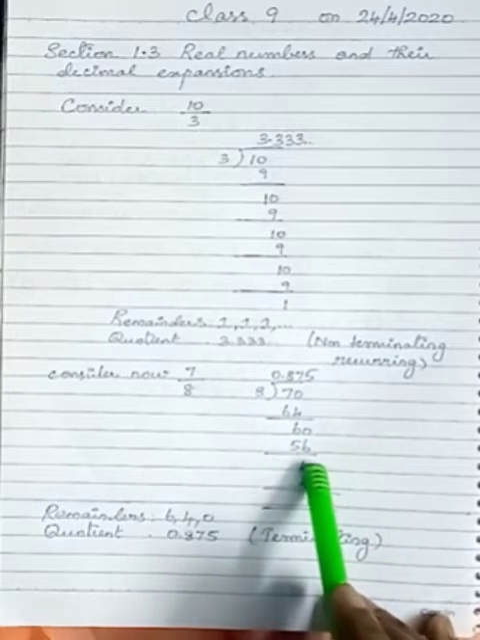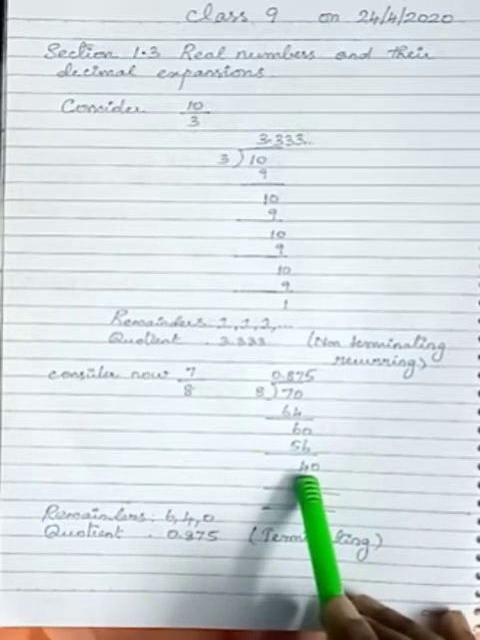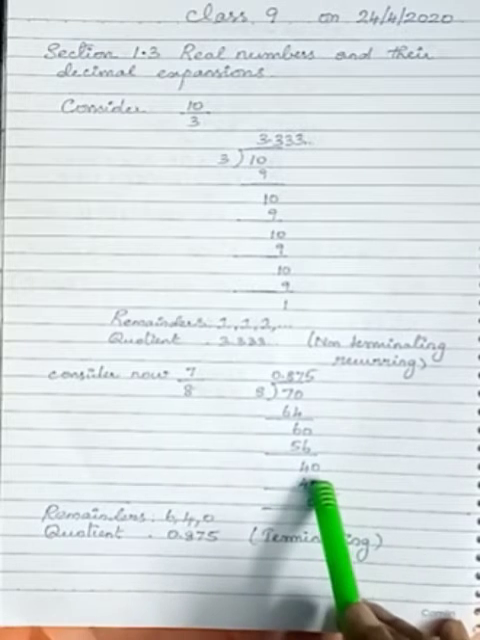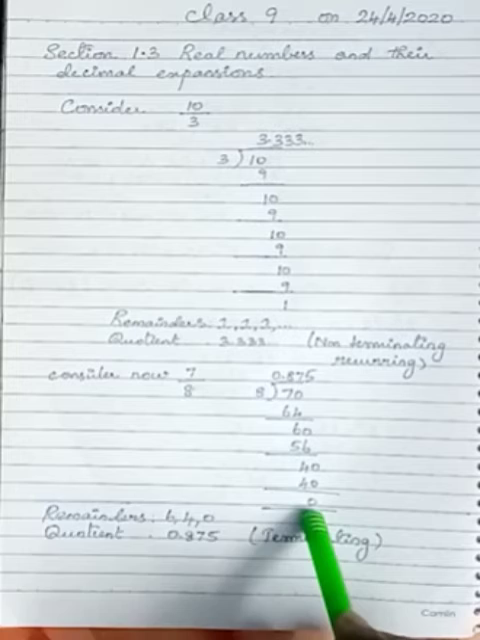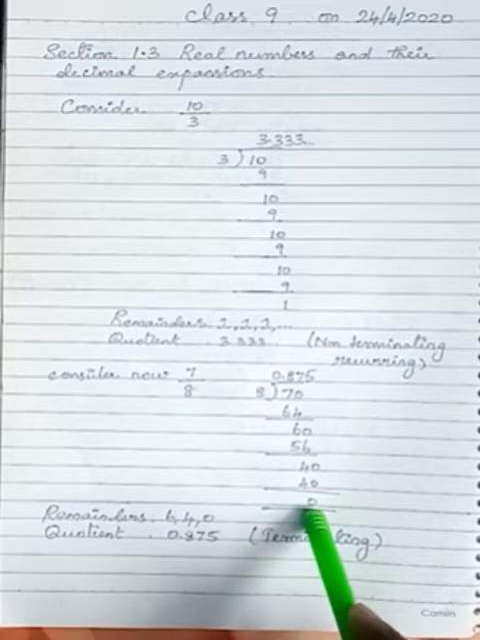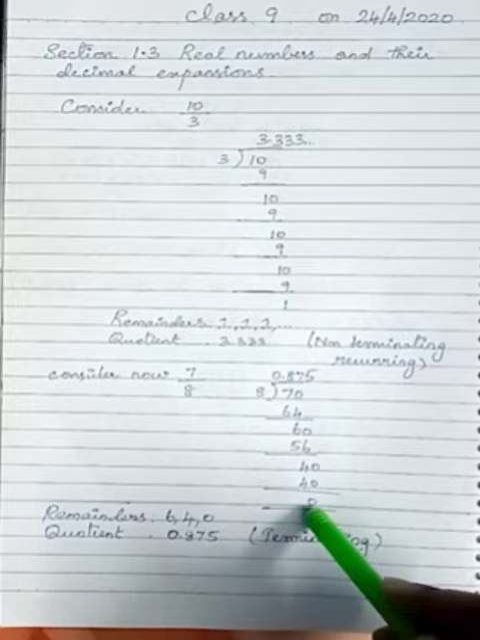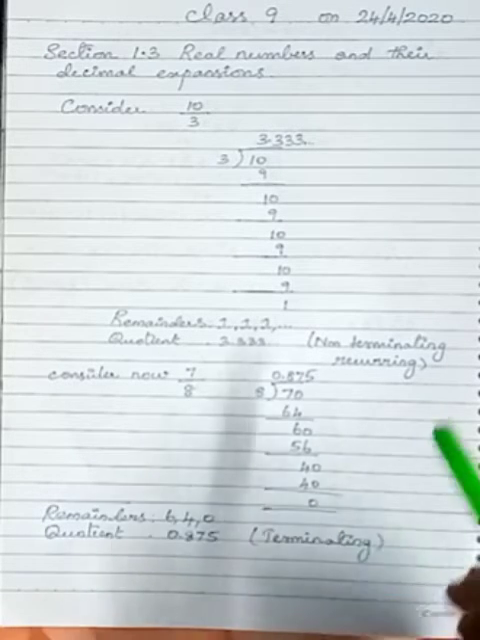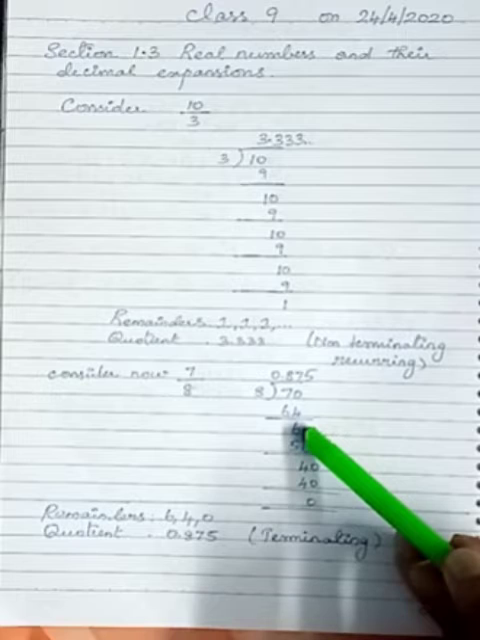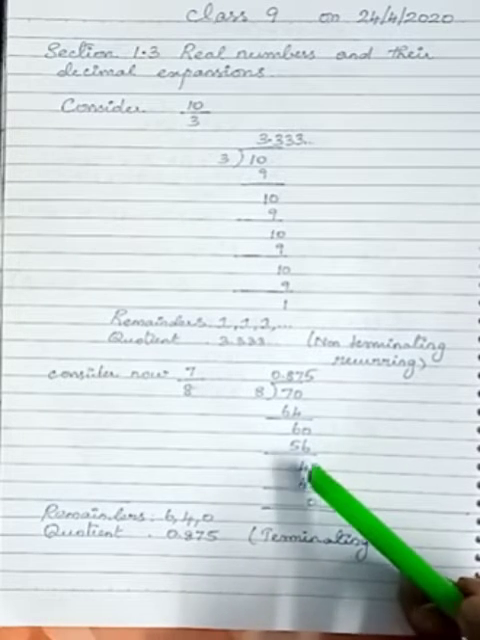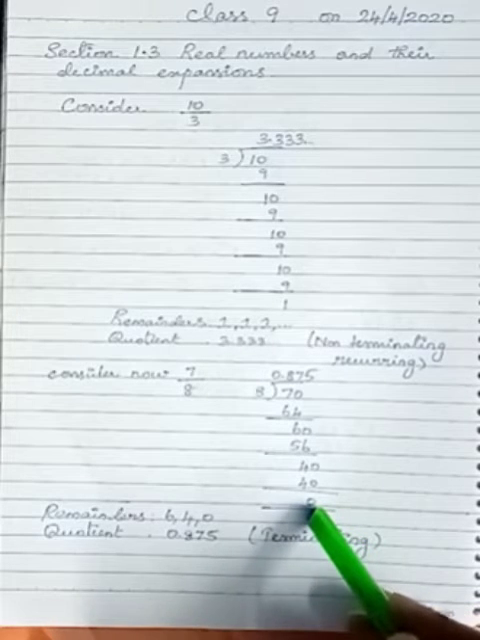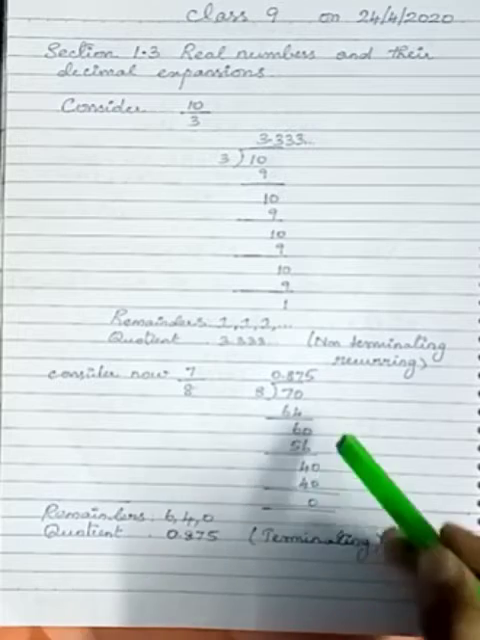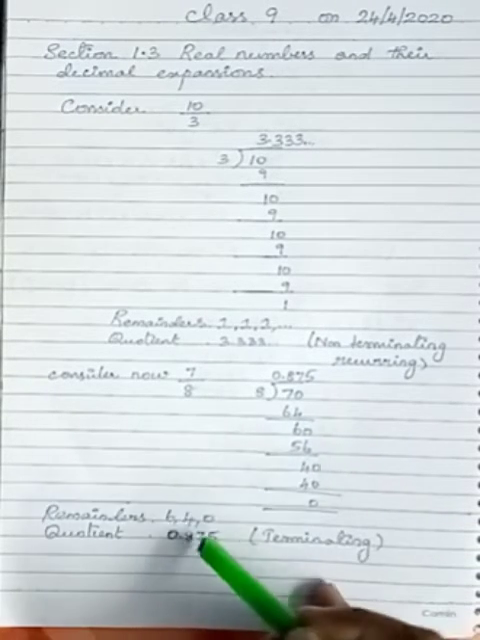7 8s are 56. So 60 minus 56, the remainder is 4. Again we can add 0 at the end of the number. So the number becomes 40. So 8 5s are 40. Now the remainder becomes 0. Now look carefully at the remainders in this division. At first we got 6. Next we got 4. And the final remainder is 0. So hereafter the division is not possible. So the remainders are 6, 4, 0.